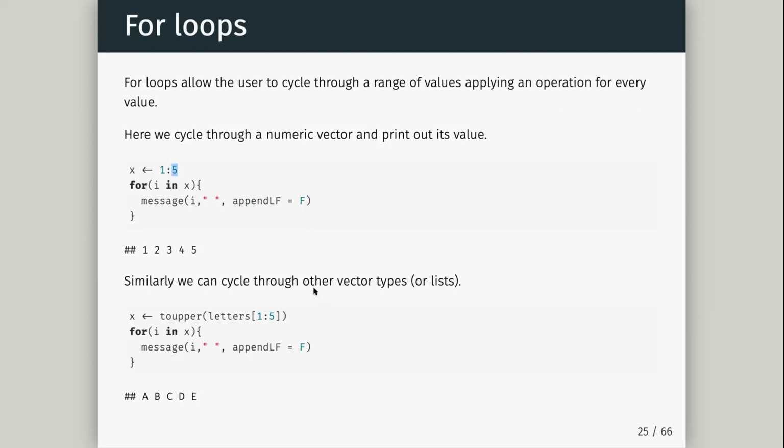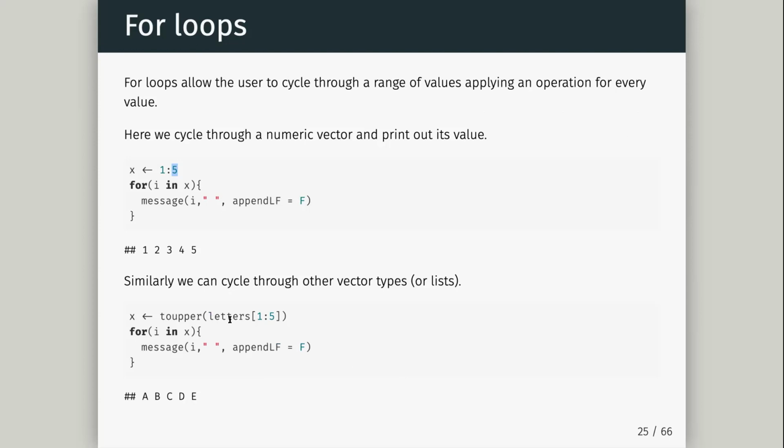Loops do not need to just work on numbers. Right? So we can loop through anything which is an ordered collection. Vectors, lists, these are ordered collections, right? So we have a first element, a second element, so anything like that we can loop through. So we can loop through letters.